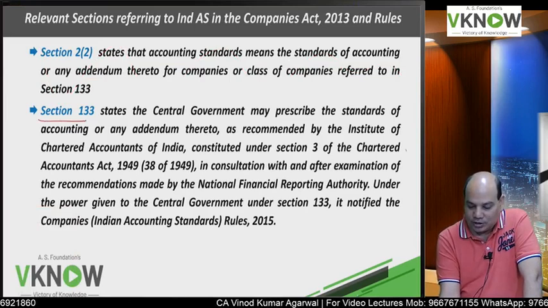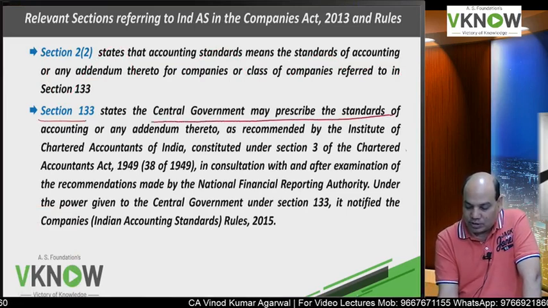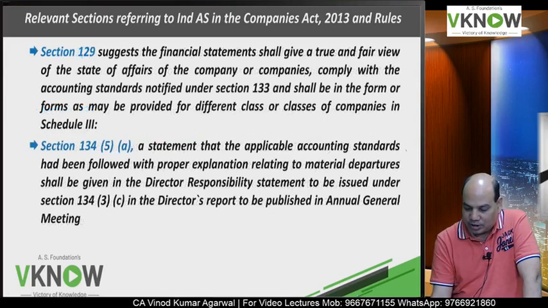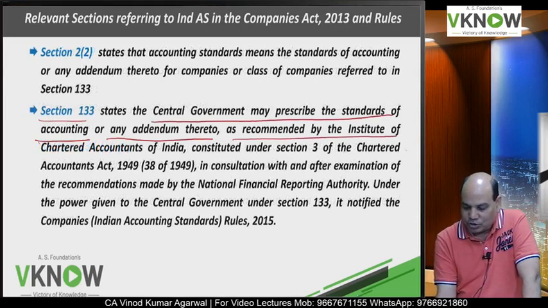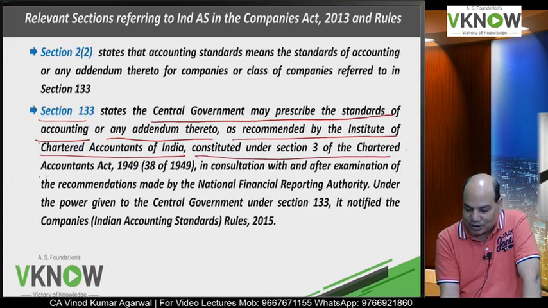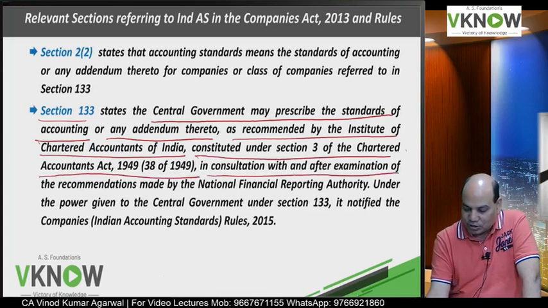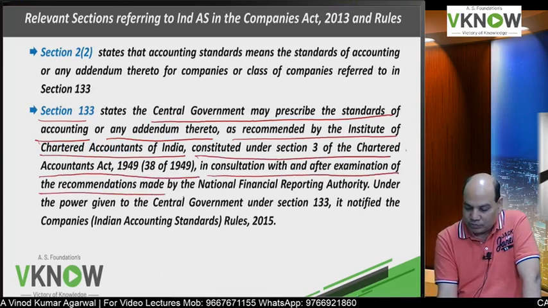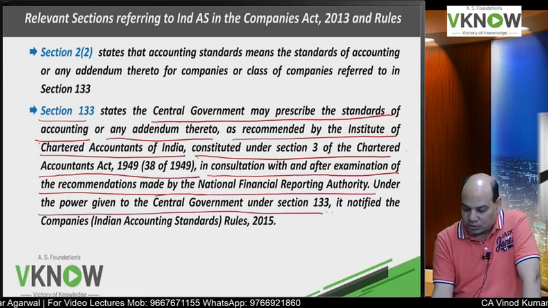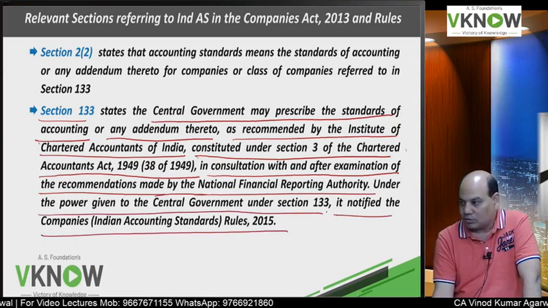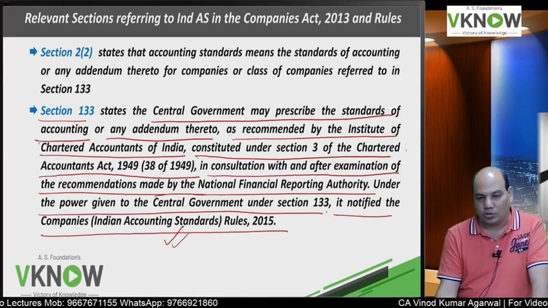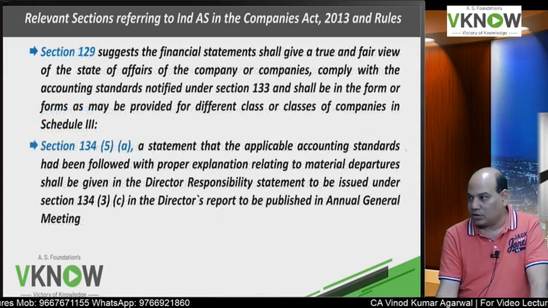So section 133 states that the central government may prescribe the standard of accounting or any addendum thereto as recommended by the Institute of Chartered Accountants of India, constituted under section 3 of the Chartered Accountants Act 1949, in consultation with and after examination of the recommendation made by the NFRA. Under the power given to the central government under section 133, it has notified the Companies (Indian Accounting Standards) Rules 2015. So we started our chapter with these rules only. It was notified by the central government under 133.